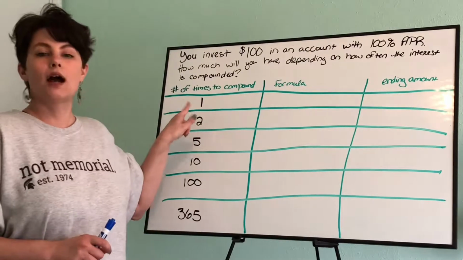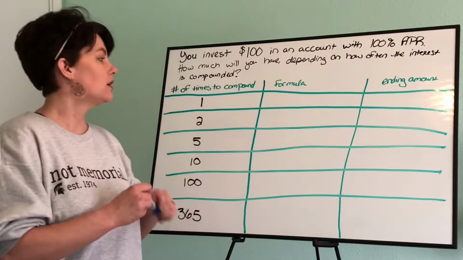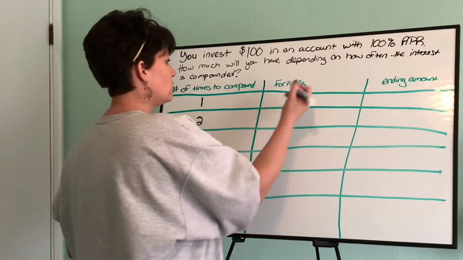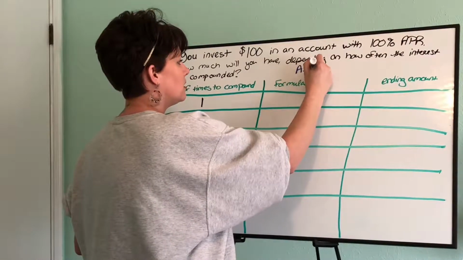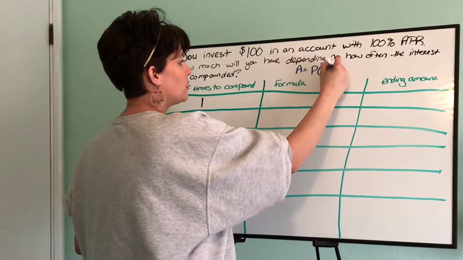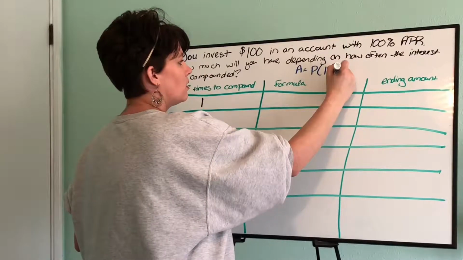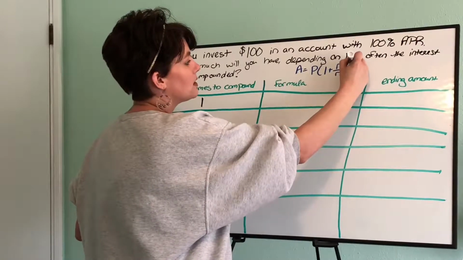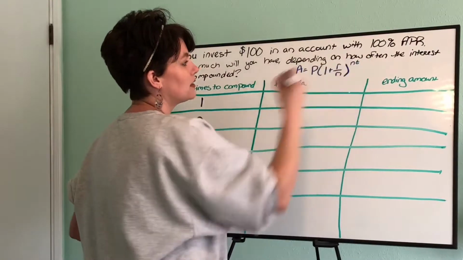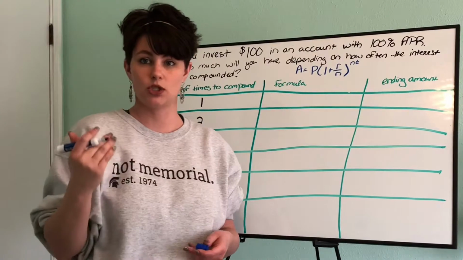So let's say we were only going to compound or earn our interest once. Well, we would use our formula. You know the formula. The ending amount equals the beginning amount times 1 plus the rate over the number of times to compound, raised to the number of times to compound times time, and time is usually the year.